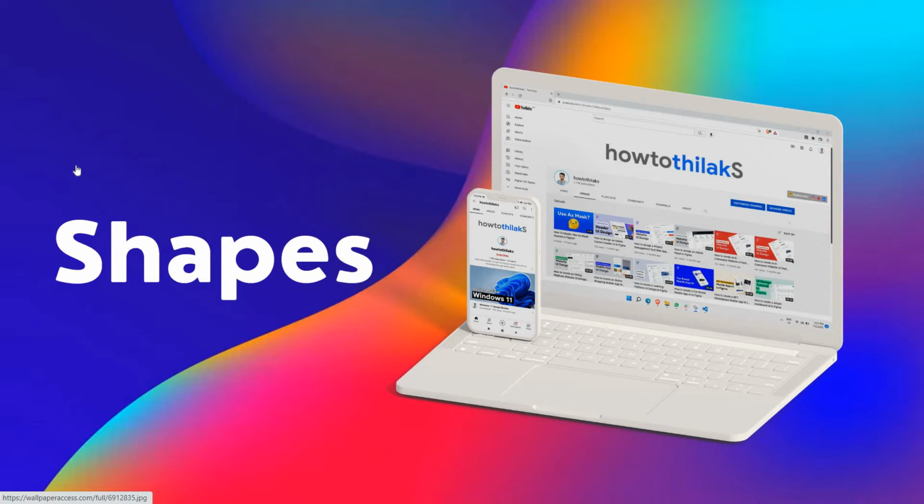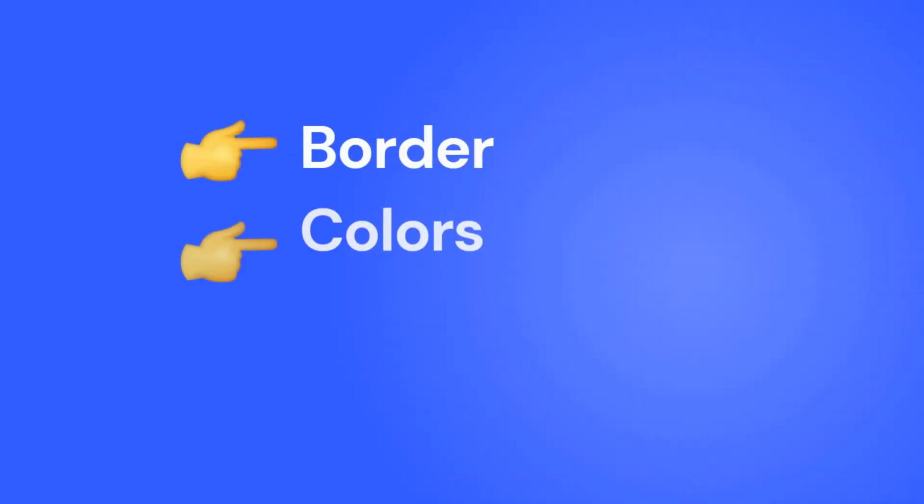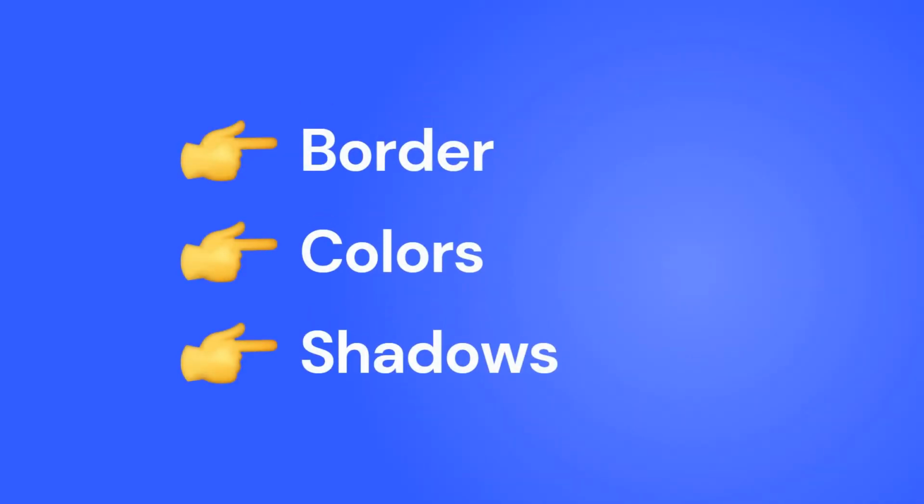So let's get deeper. What exactly are we going to learn about shapes? In terms of shapes, you'll be learning about borders as well as colors, and last but not least, shadows. These are the three main things that we will be covering in this video course. So let's get started by looking into our Figma canvas.